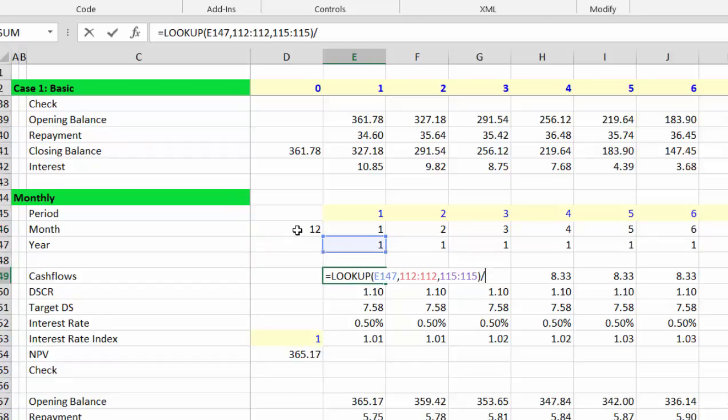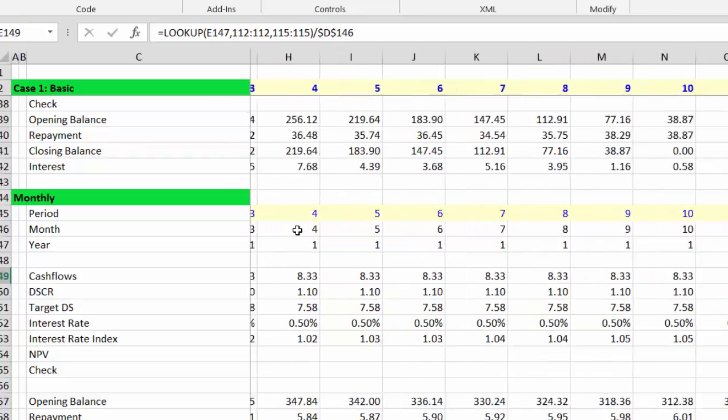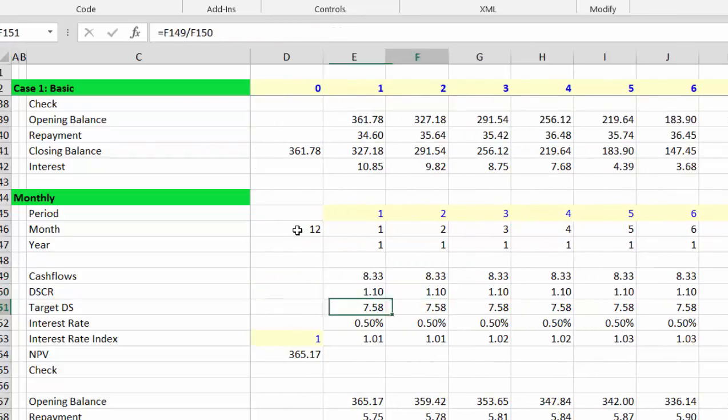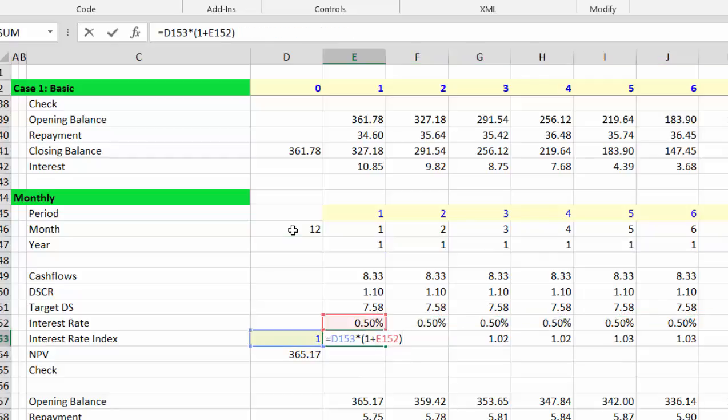This was our lookup function. So this time we just looked up, and in the second year we have a little bit of changing cash flows. We have the changing DSCRs, the changing debt service and interest rate. Why don't I divide this by the factor? Okay. And finally, the discounting factor.